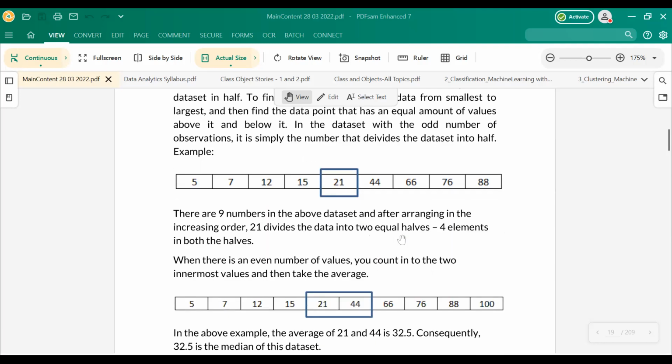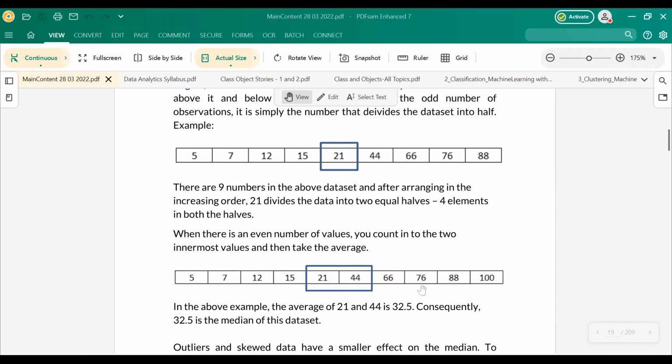But if you have an even number of data, in this case you have 10 data points, there are two mid values. So 21 and 44 here divide the data into two halves, 4 on the left, 4 on the right. In this case, we take the average of these two values, the mean of these two values.